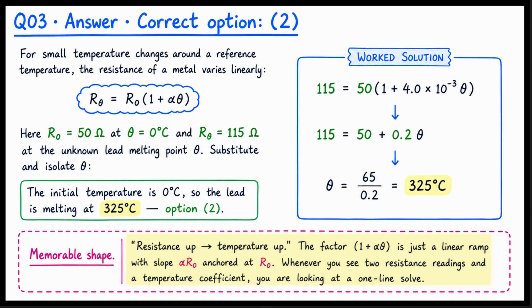Resistance up means temperature up. The factor 1 plus alpha theta is just a linear ramp with slope alpha R0, anchored at R0. Whenever you see two resistance readings and a temperature coefficient, you are looking at a one-line solve. Don't get fancy. Don't reach for Kelvin conversions if the question is in Celsius. The formula works in Celsius as long as the reference is 0 degrees. This is one of those questions where the answer should pop out in under a minute if you trust the formula.